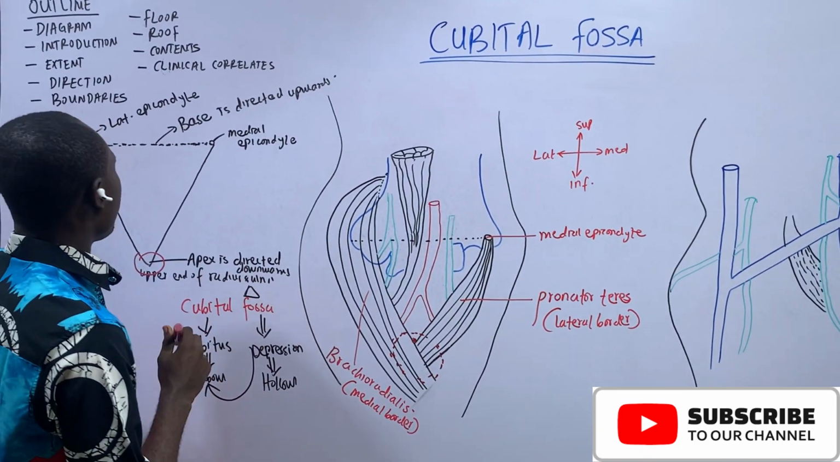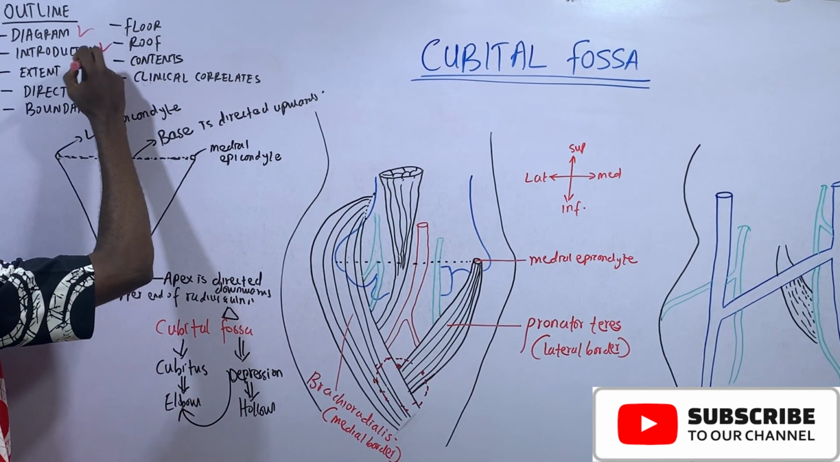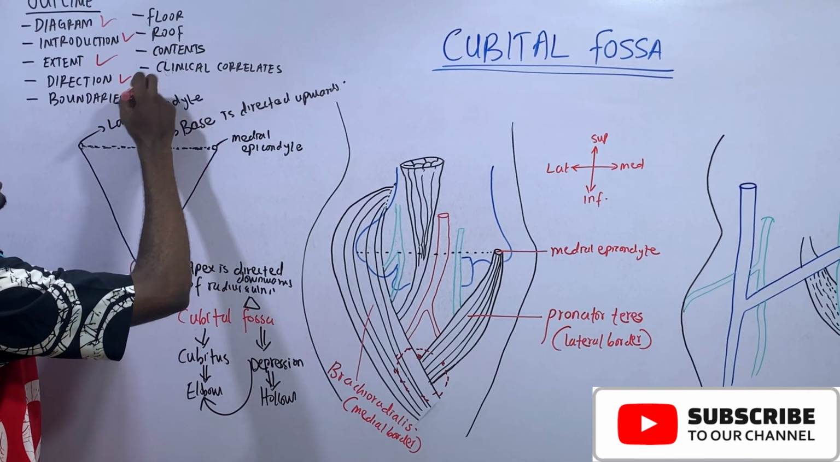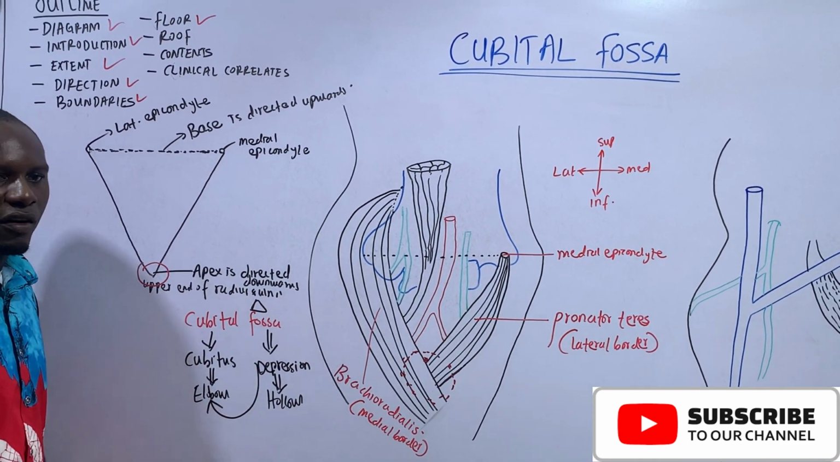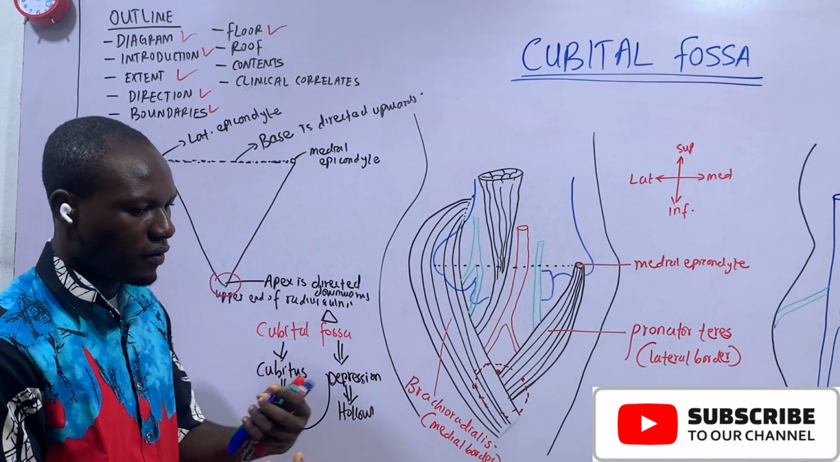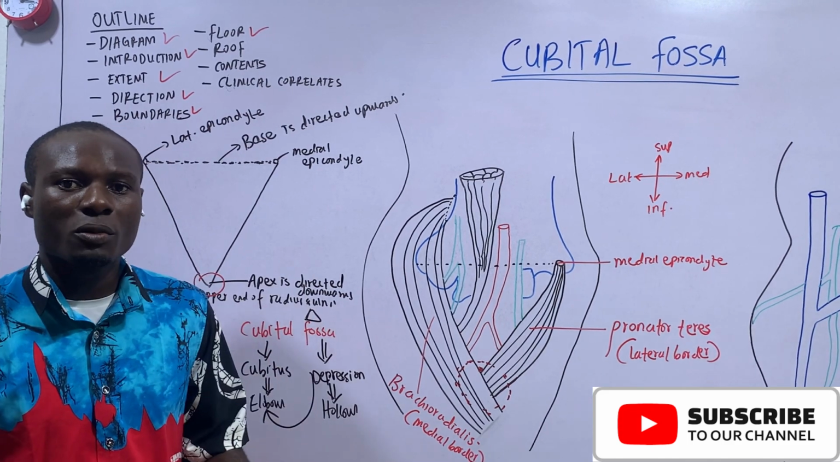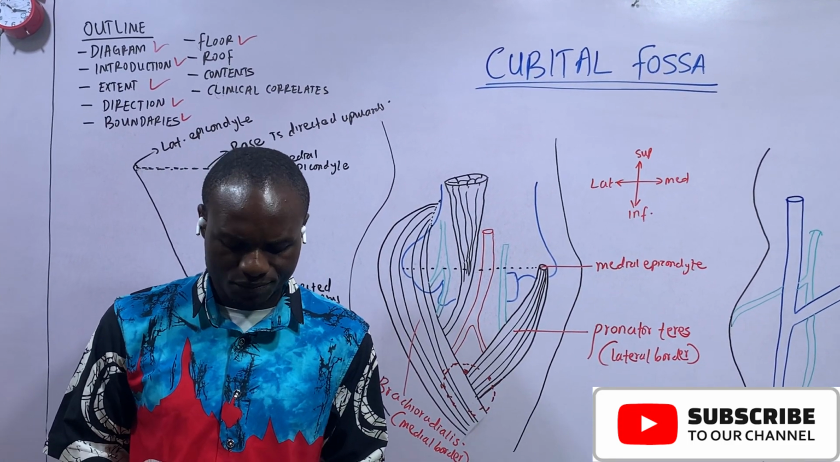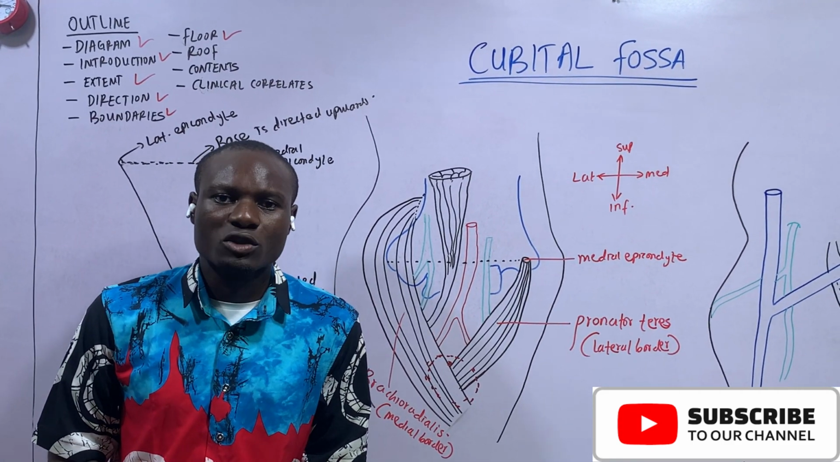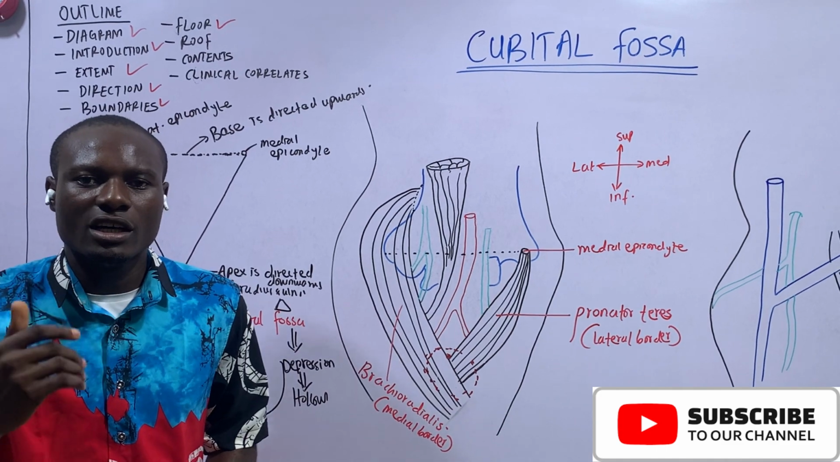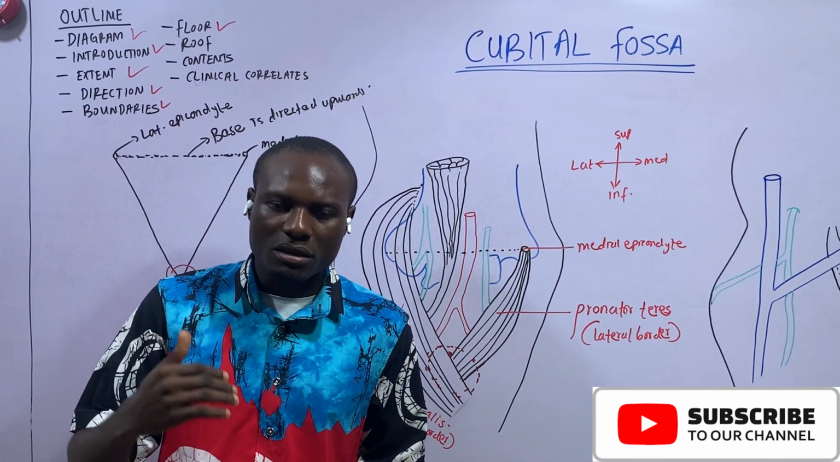We've discussed the apex. So the next is the floor of the cubital fossa. What forms the floor of the cubital fossa? The floor of the cubital fossa is also formed by muscles. One is going to form it superficially and one is going to form it deep.